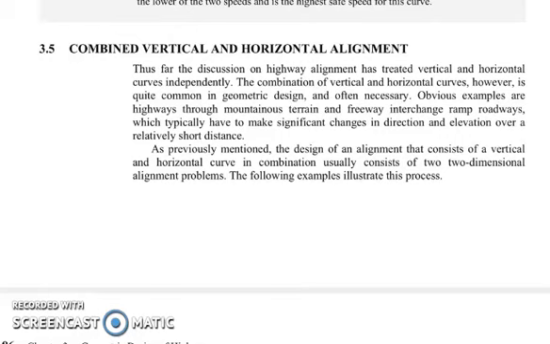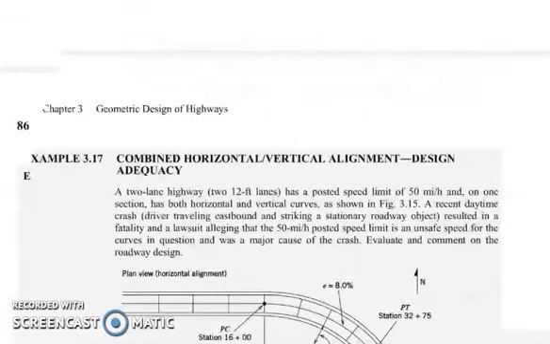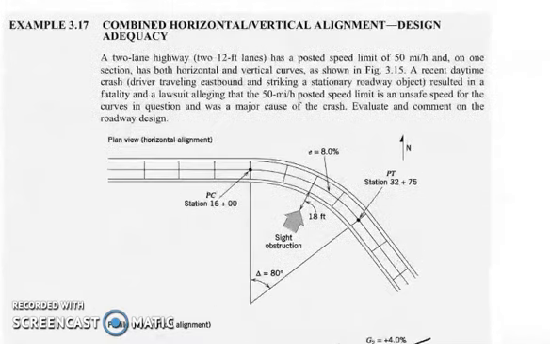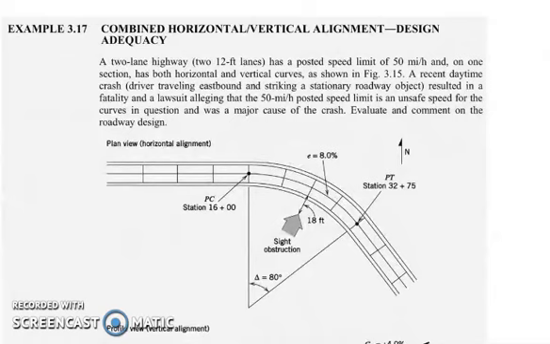As mentioned previously, the design of an alignment that consists of vertical and horizontal curves consists of two-dimensional alignment problems. So we have an illustration for the process. Here we have an example for the combination of horizontal and vertical alignment. A two-lane highway, which has 12 feet lanes, has a posted speed limit of 50 miles per hour, and one section has both horizontal and vertical curves as shown in the figure.